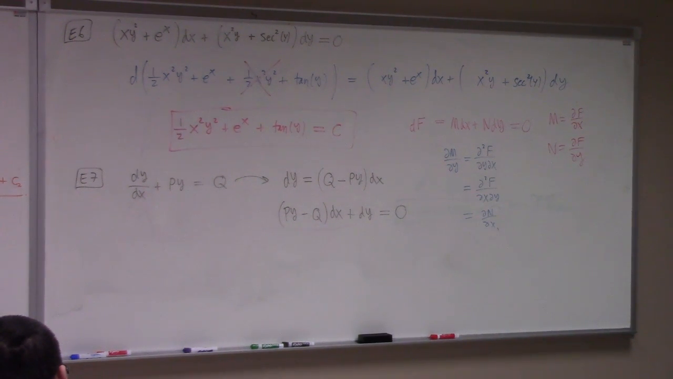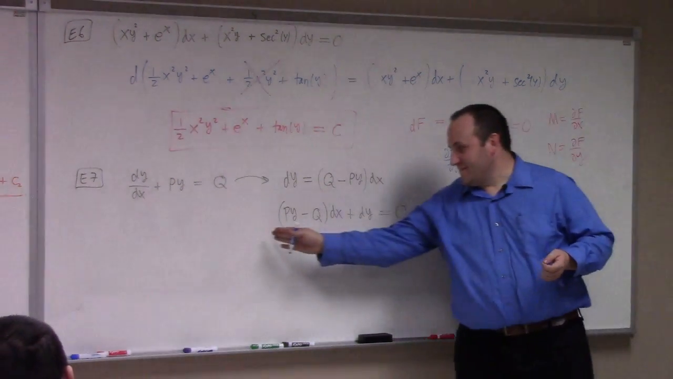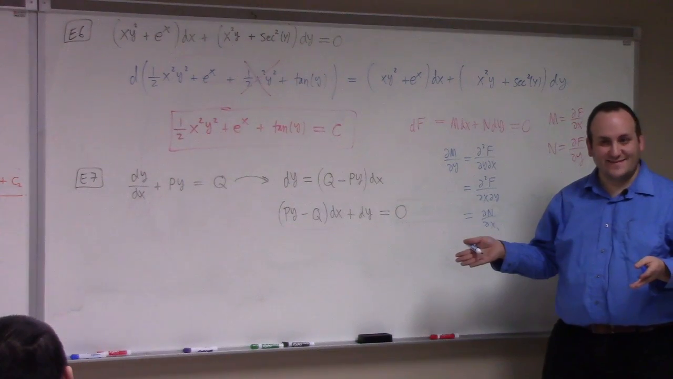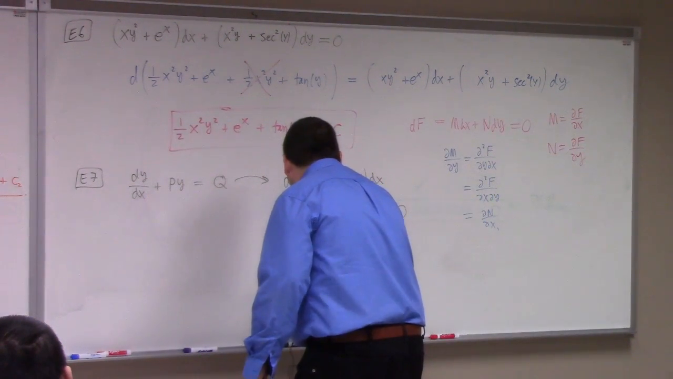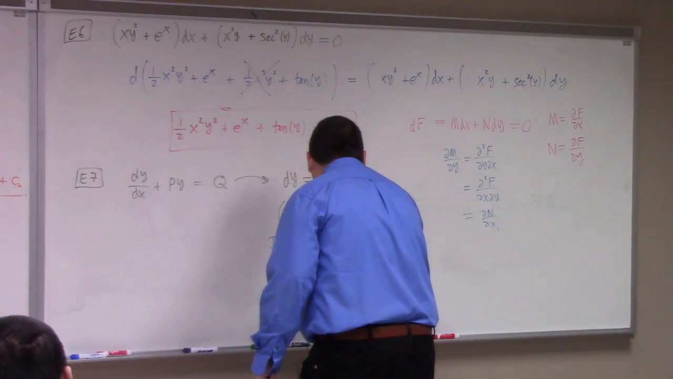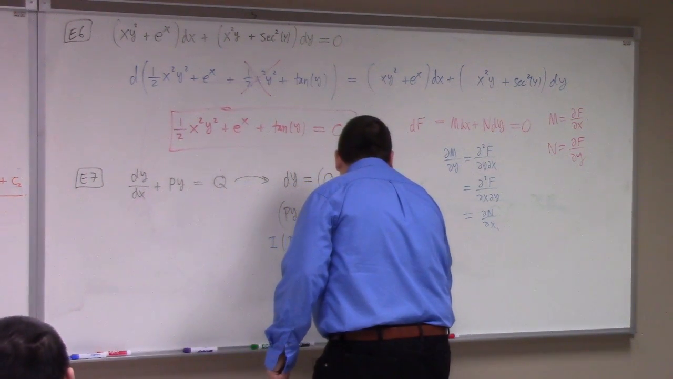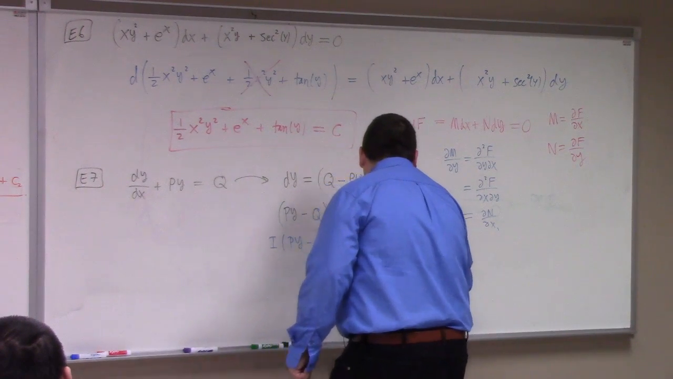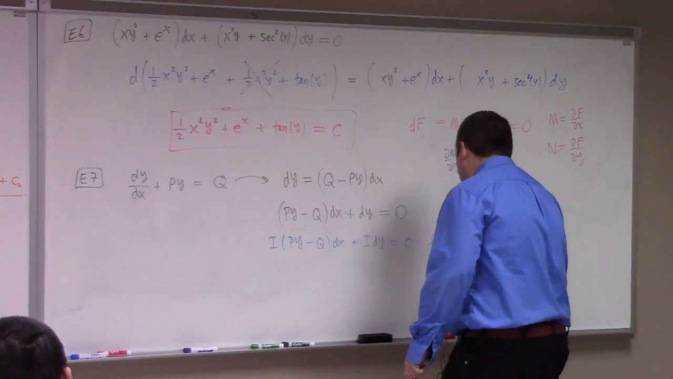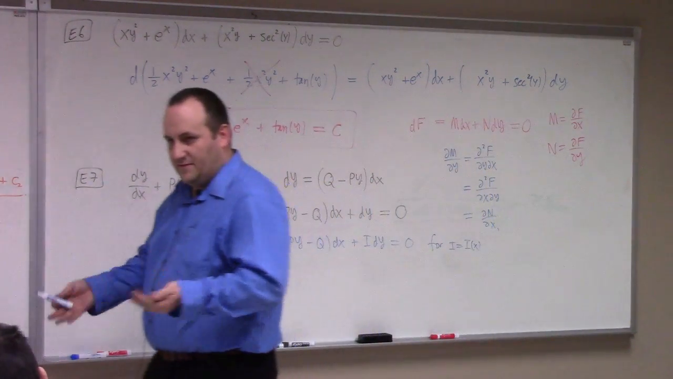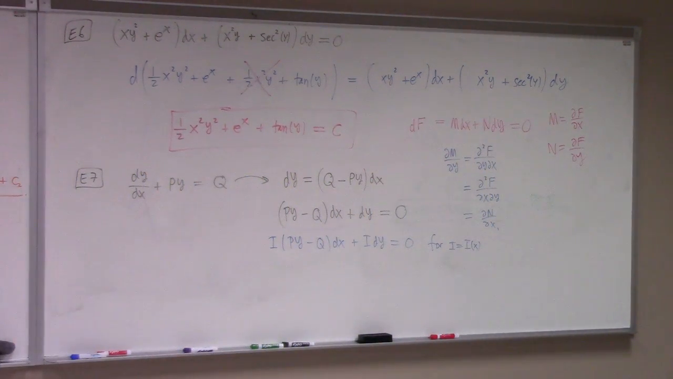If it's not the case, it's not exact, which means we can't obtain it as the differential of a level function. But the cool thing is, Pfaff's theorem states that you can take any differential equation, relative to some conditions I forget, multiply it by an integrating factor and make it exact. So Pfaff gives us the inspiration to try I times (py minus q) dx plus I dy equals 0, and since we're lazy, we'll say I equals I of x. Pfaff's theorem gives us the courage to try this.